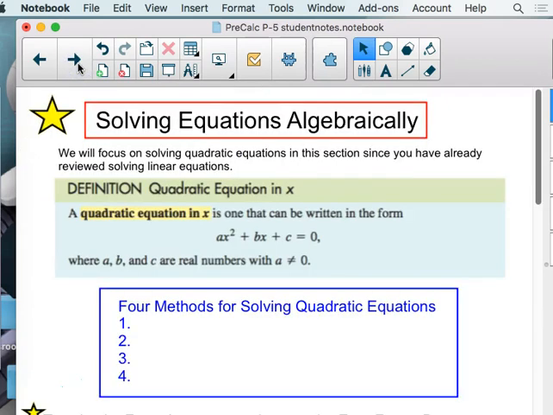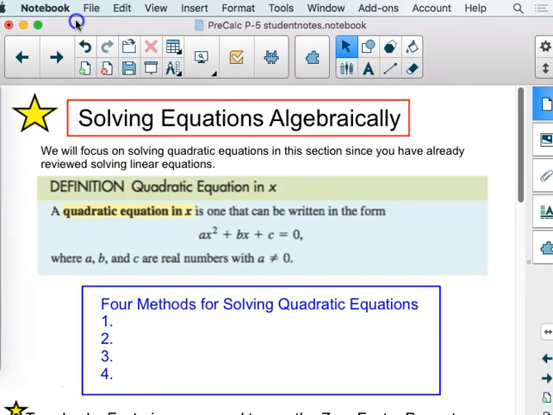And yippee, we're to the algebra now. Like I said, I really miss my TV calculator up there. So solving equations algebraically. We will focus on solving quadratic equations, which are parabolas in this section, since you've already reviewed solving linear equations. Oh yeah, we did that in one of the other prereqs.